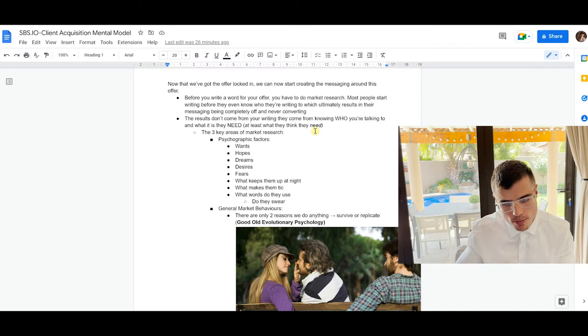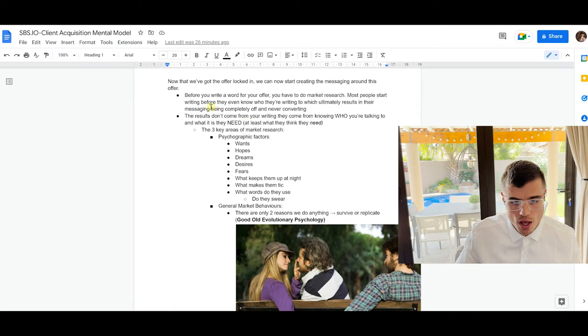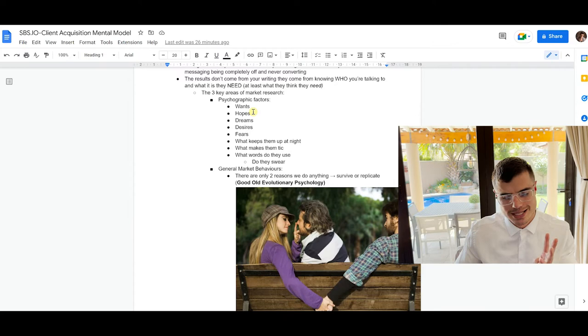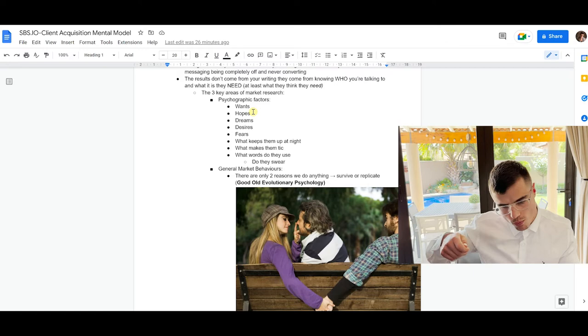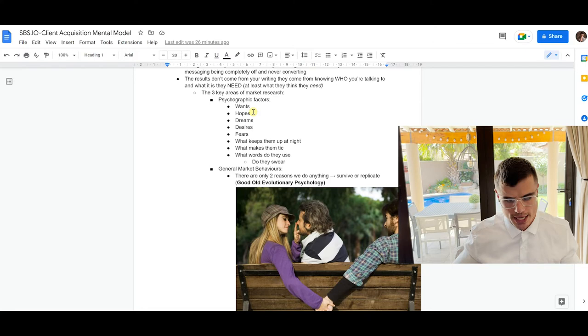So the key three areas of market research. These are psychographic factors, which are wants, hopes, dreams, desires, fears, and what keeps them up at night. If you could wave a wand, what do they wish to have wished away? What makes them tick? What words do they use? Their language, their slang inside of the specific niche vertical.